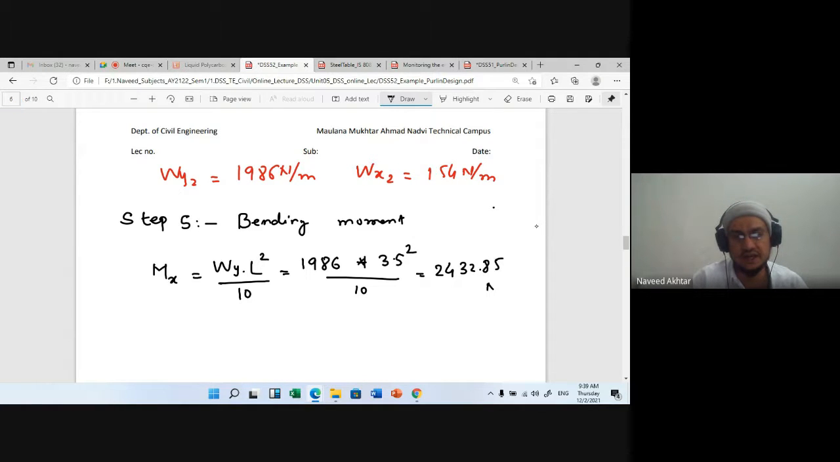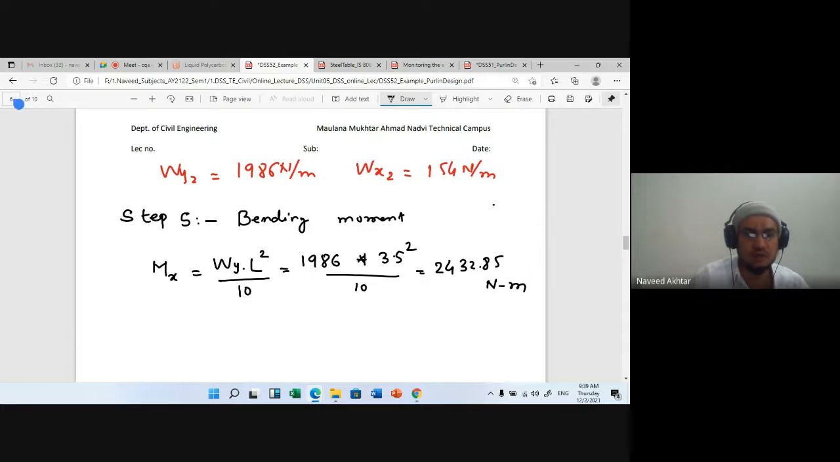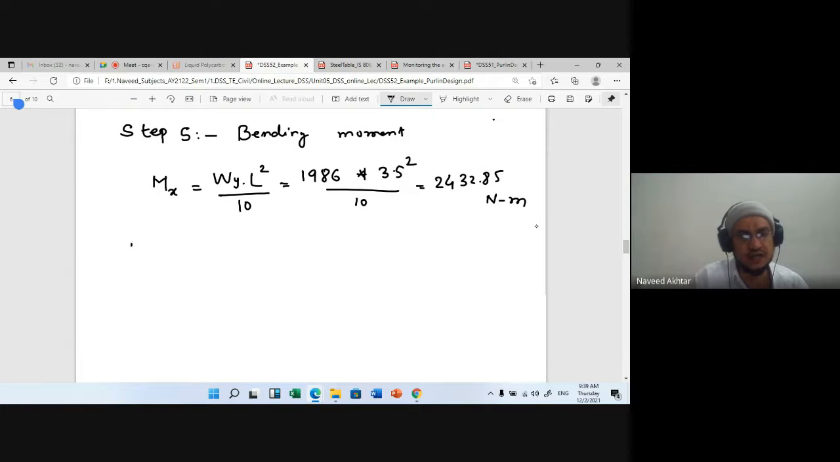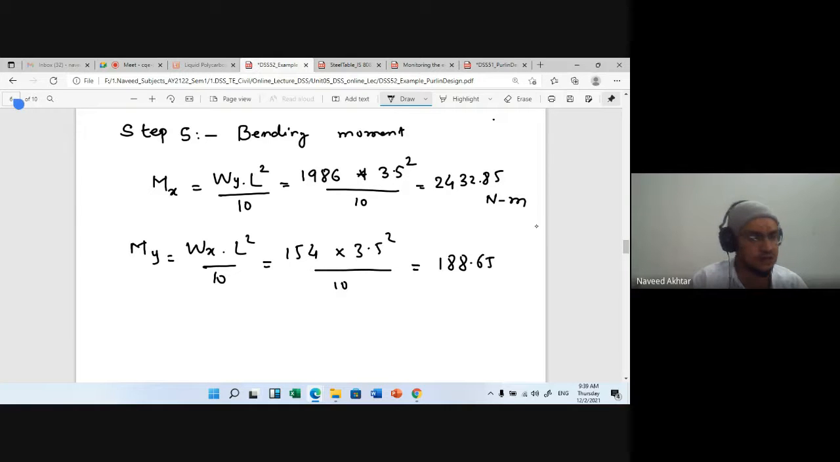so 2432.85 Newton meter is your moment in x direction or about the major axis. About the minor axis, if you find out, Wx into L square upon 10. Wx in our worst case critical combination is 154 into 3.5 square divided by 10. You find out it will be 188.65 Newton meter. So this is step number 5. You have to find out this. Now you have to select the section.